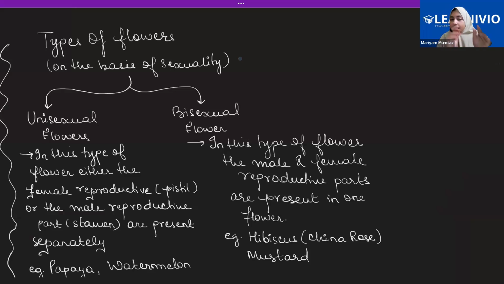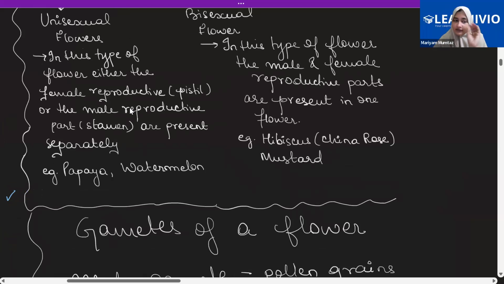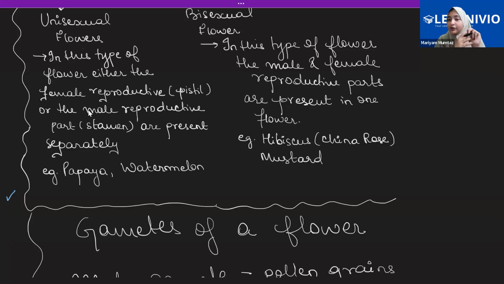That's all. This is called a unisexual flower. So in this type of flower, either the female reproductive part, that is the pistil, or the male reproductive part, called the stamen, is present, but separately. So two separate flowers, one will be the female and one will be the male. This is called a unisexual flower, mostly found in papaya and watermelon.